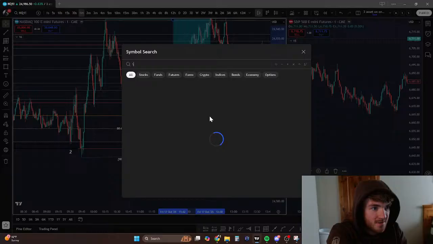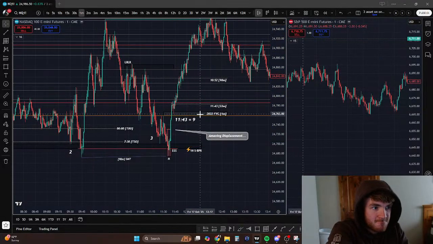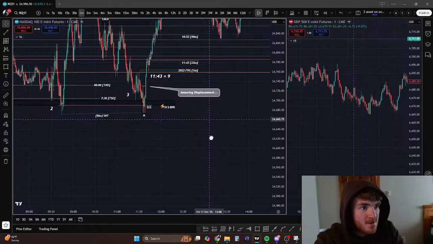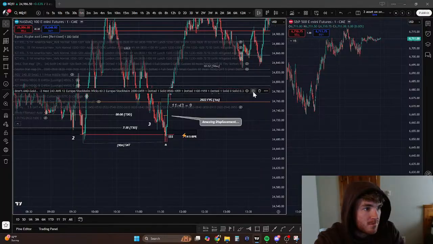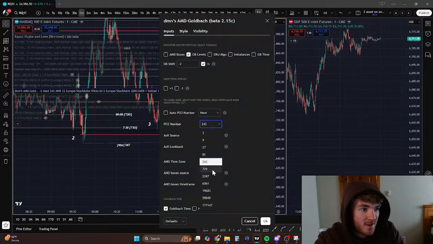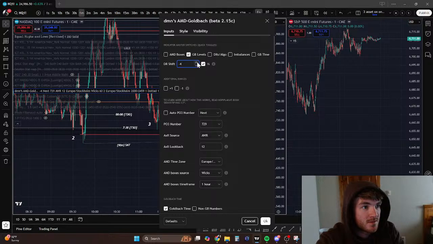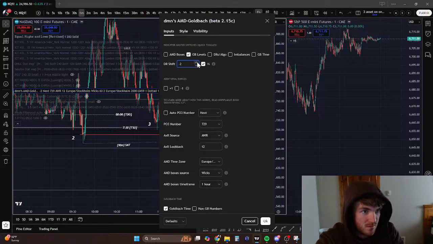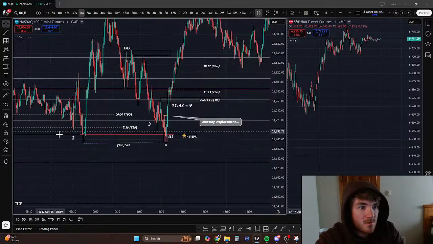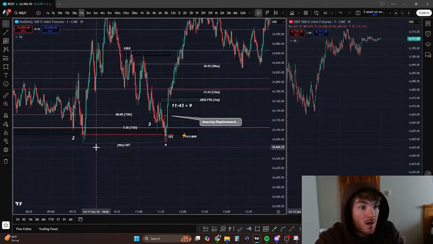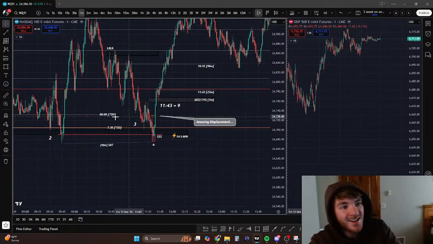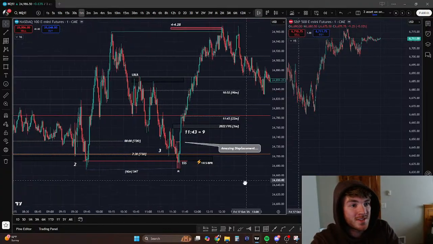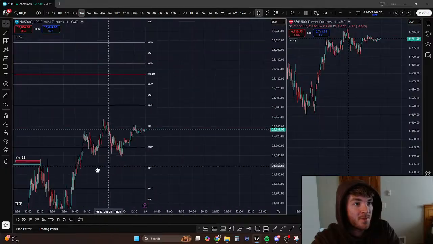Let's get rid of this. Maybe it was just a really high time frame range. That'd be crazy. We swept liquidity into the low of this dealing range, this higher time frame one.